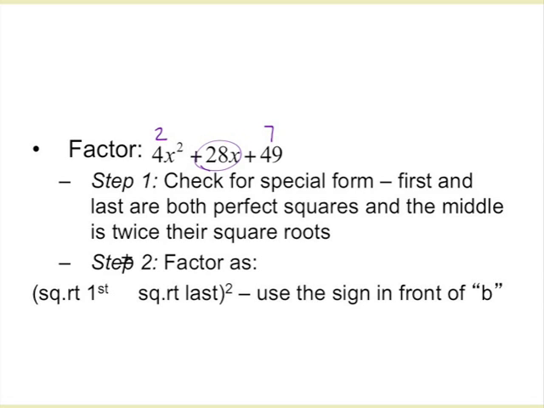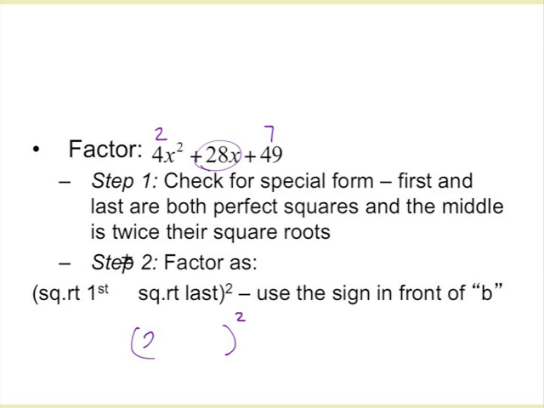So that's how we check for this special form. Take the square roots of the first and the last thing, multiply them together, and then double it, and that should be your middle number. So we check for that special form and make sure that it is that thing first. Then, to factor it, we're only going to use one set of parentheses, and we're going to write it as squared. So this is kind of like a vertex form of factoring.